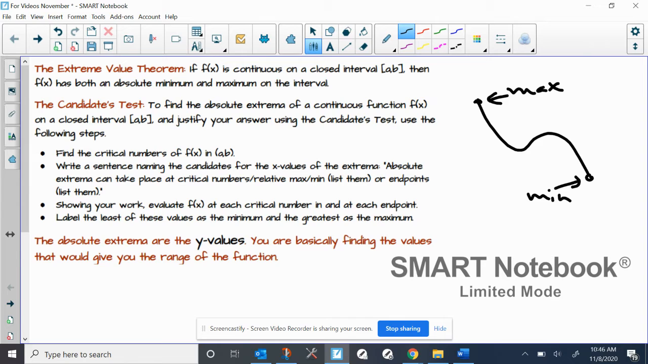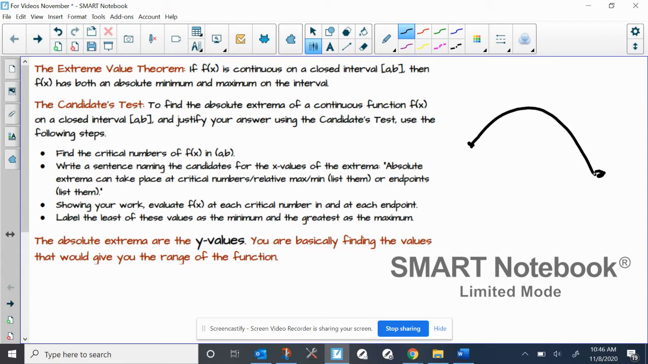Well, what happens if my graph goes above an endpoint? Remember that this is continuous on a closed interval. So my max would be right there, but that's at a critical number because the slope there is 0. And then here, that's at an endpoint. So you actually find the critical numbers first. That's step one. And you'll just do some work analytically.